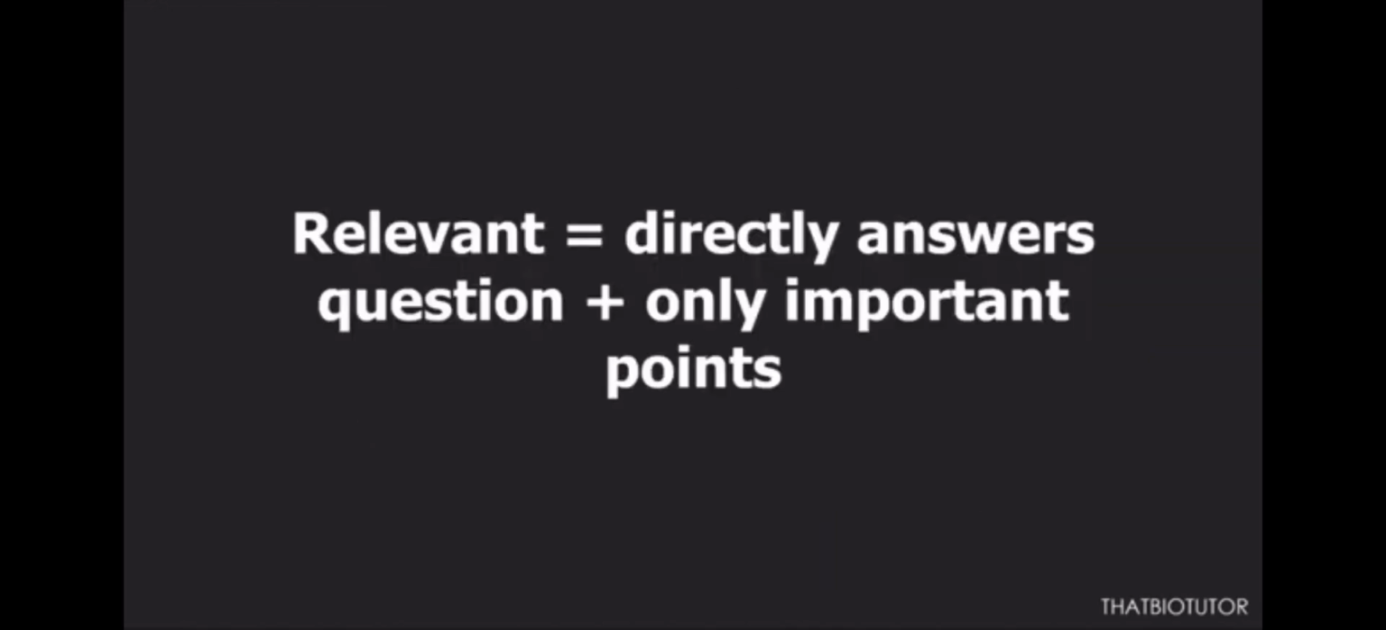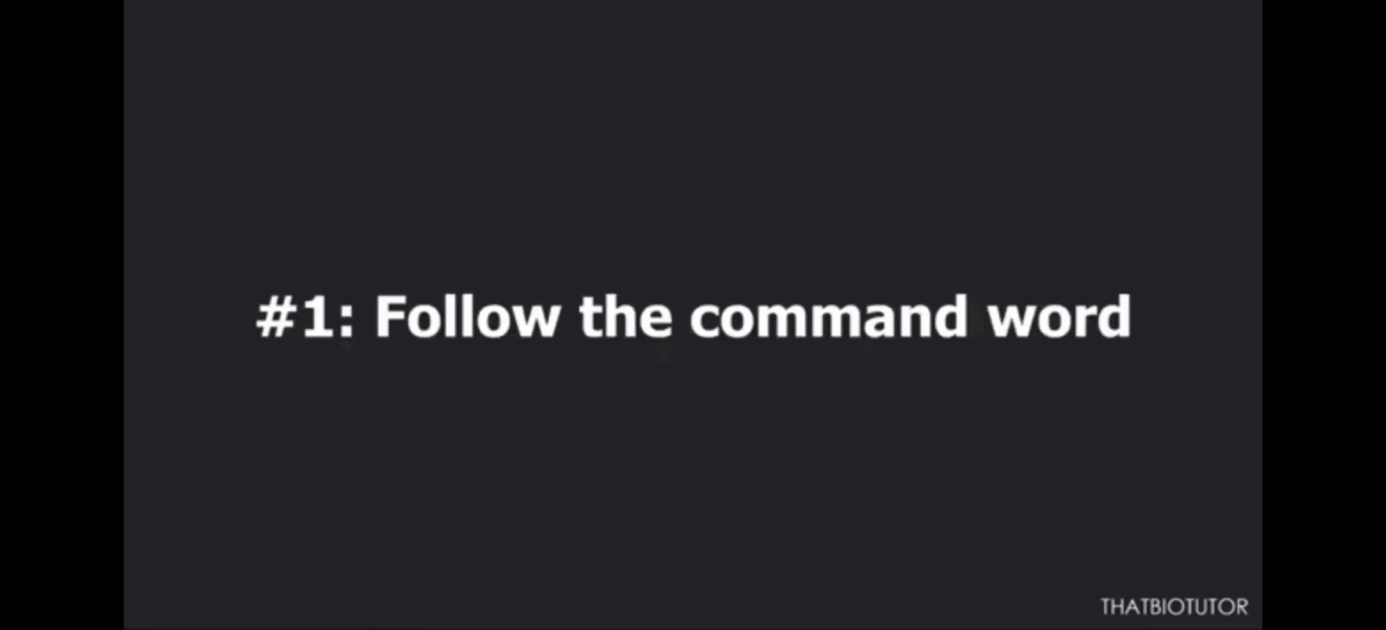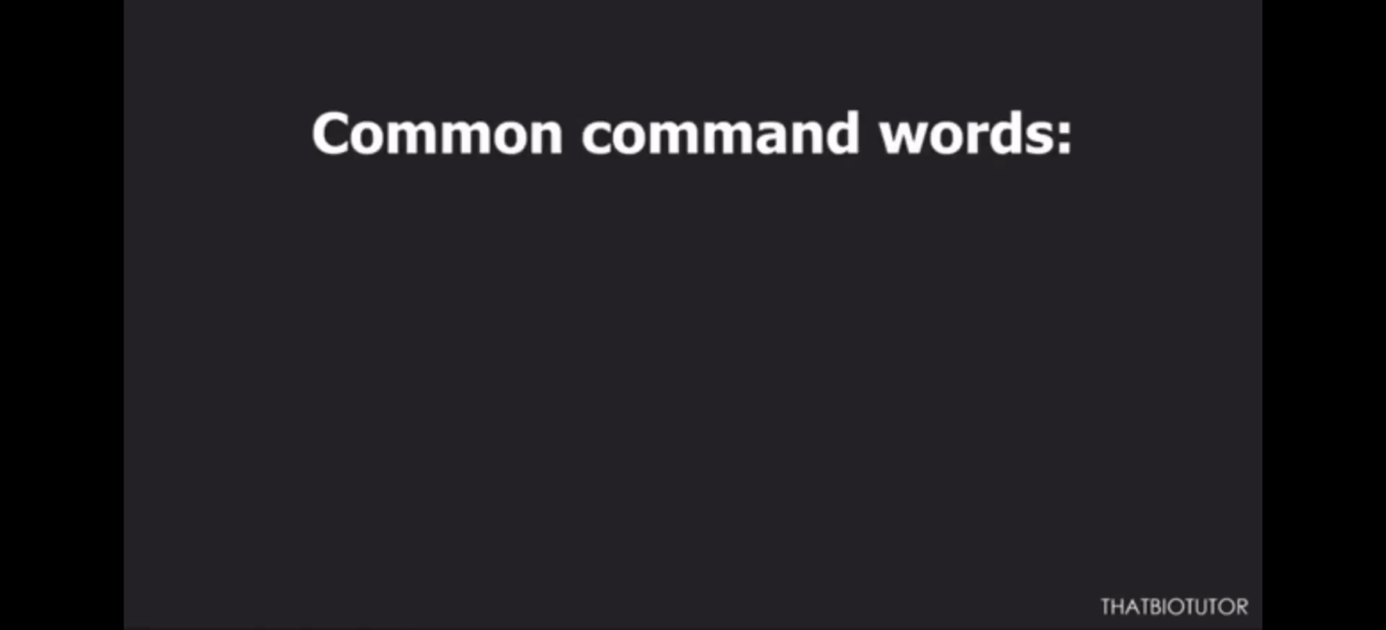And on the other hand, a relevant answer directly answers the question and only talks about points which are important in answering the question. So how do you write a relevant answer and avoid this number one mistake that causes you to lose marks in OEQs? Here's how. Number one, follow the command word. So we have state. This is the easiest. Just put down a short and to the point answer. No point writing a very long answer for state questions.